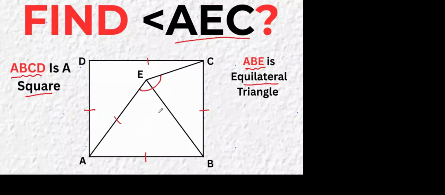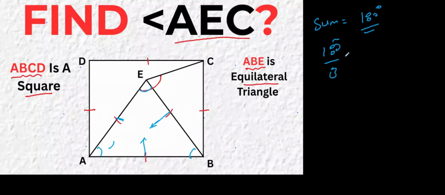Equilateral means just three sides are equal. If three sides are equal, the opposite angles are equal. The angle opposite to this side is this angle. So opposite to this side, the other angle, and opposite to this side, this angle, they are equal. So that means the sum of interior angles of a triangle is 180 degrees. So 180 degrees divided by 3 is 60 degrees. So each angle just measures 60 degrees.